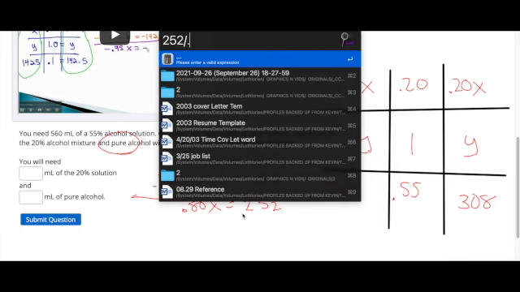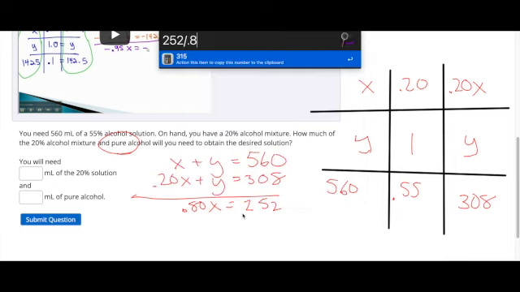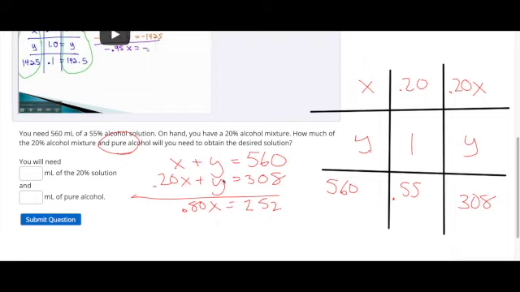252 divided by 0.8 gives us 315 exactly. So we know that x is equal to 315. The question is, does it make sense? It does, because it's a smaller amount. So 315 here, okay? And that means we have to make up the difference with the y.